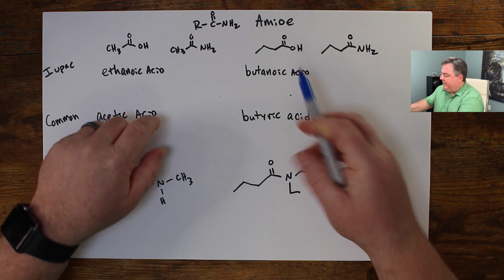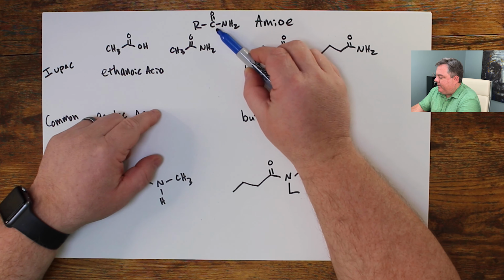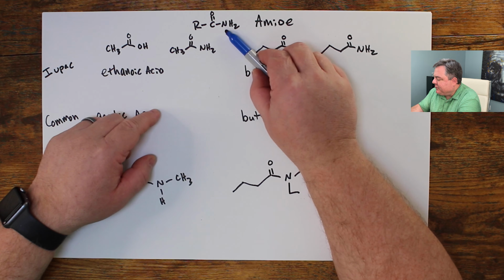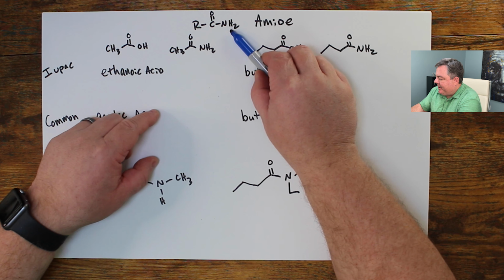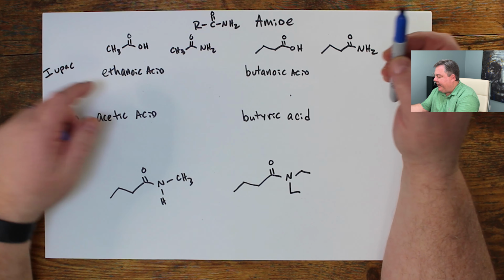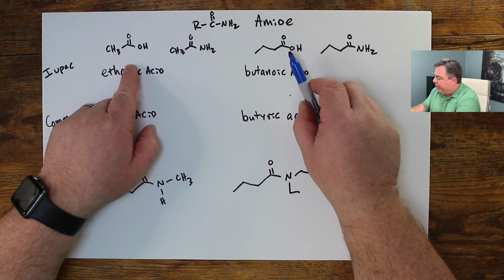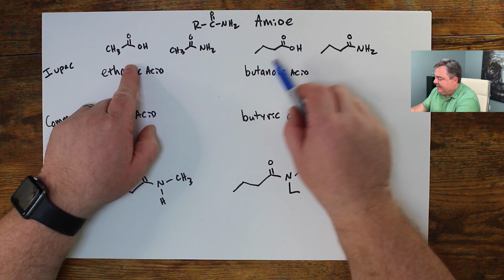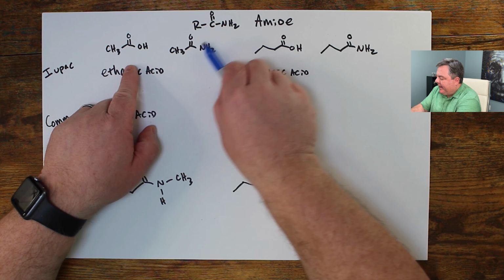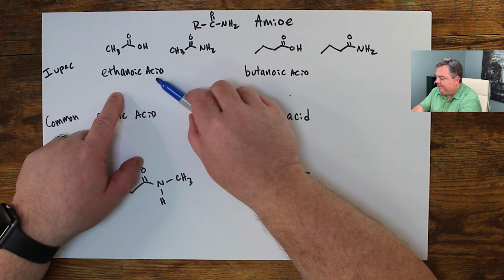In this video, I'm going to show you how to name amides. Let's jump right in. So an amide is a compound that has a carbonyl with a nitrogen next door, an amide. And amides are named very similarly to carboxylic acids. So we'll review how to name some carboxylic acids and show that the amide name comes from the carboxylic acid.